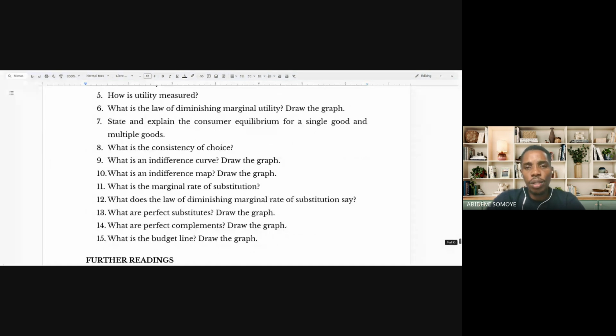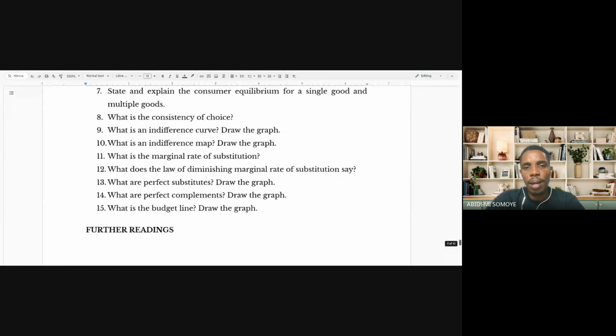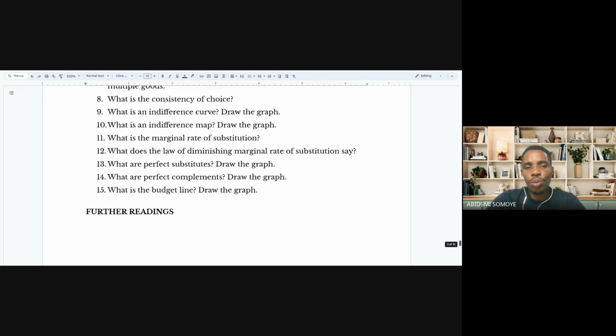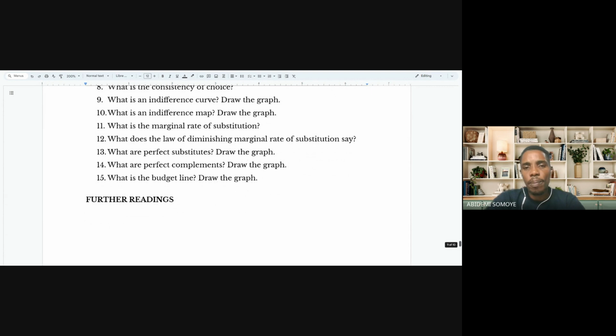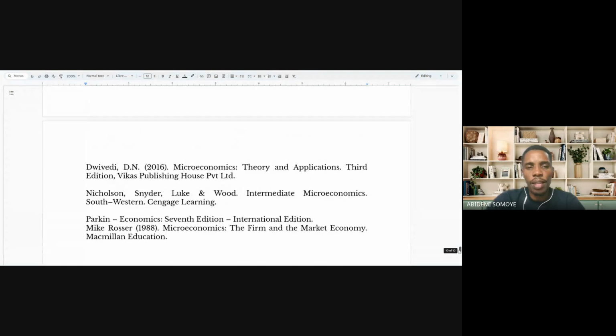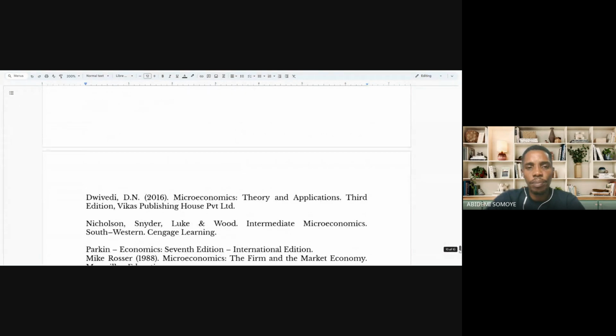What is an indifference curve? Draw the graph. What is an indifference map? Draw the graph. What is the marginal rate of substitution? What does the law of diminishing marginal rate of substitution say? What are perfect substitutes? Draw the graph. What are perfect complements? Draw the graph. And what is a budget line? Draw the graph. And these are the references for further reading.